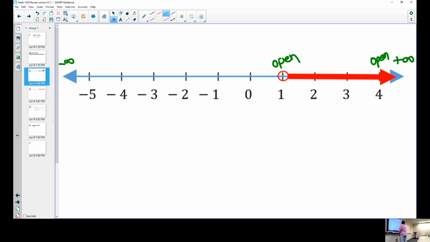So we're going to start from the left, which is 1. The largest number, well, it keeps going, so that means it's going to be positive infinity. And then we're going to use open intervals on both sides. Infinity always gets the open interval. So in interval notation, it's 1 comma infinity.